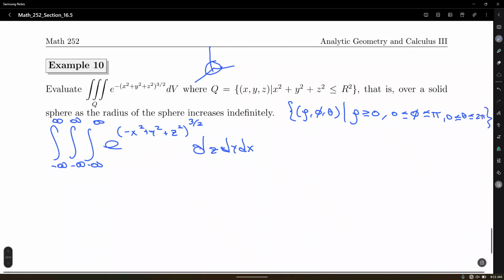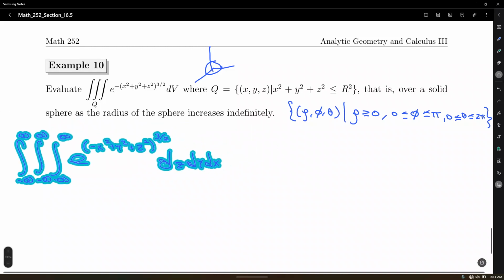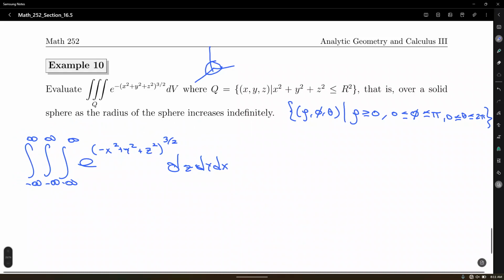All right. So let's set up a triple integral in spherical coordinates that represents this infinite region. The outermost integral is for theta, that is 0 to 2 pi. The middle integral will have limits 0 to pi, and 0 to infinity for the radius, the limit of integration.